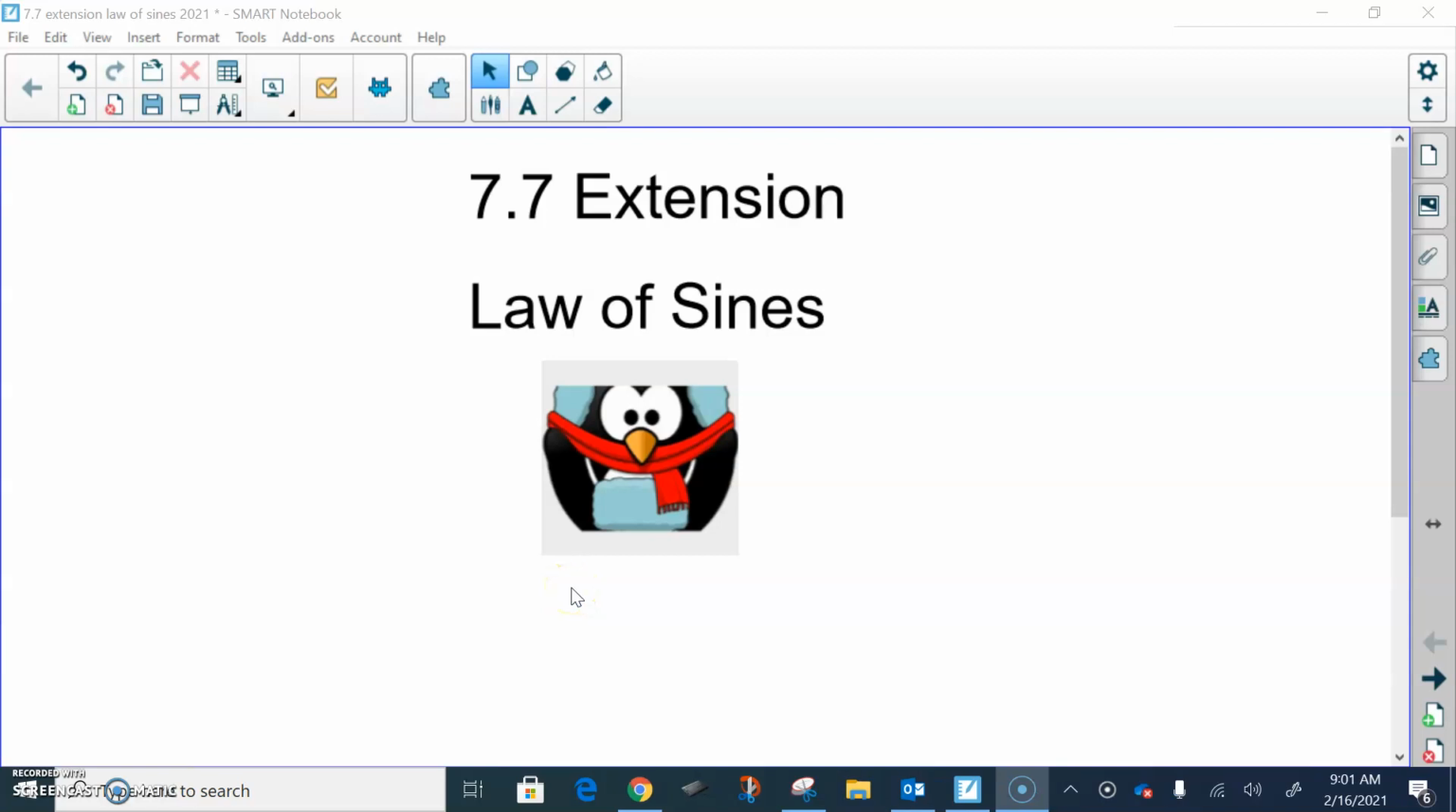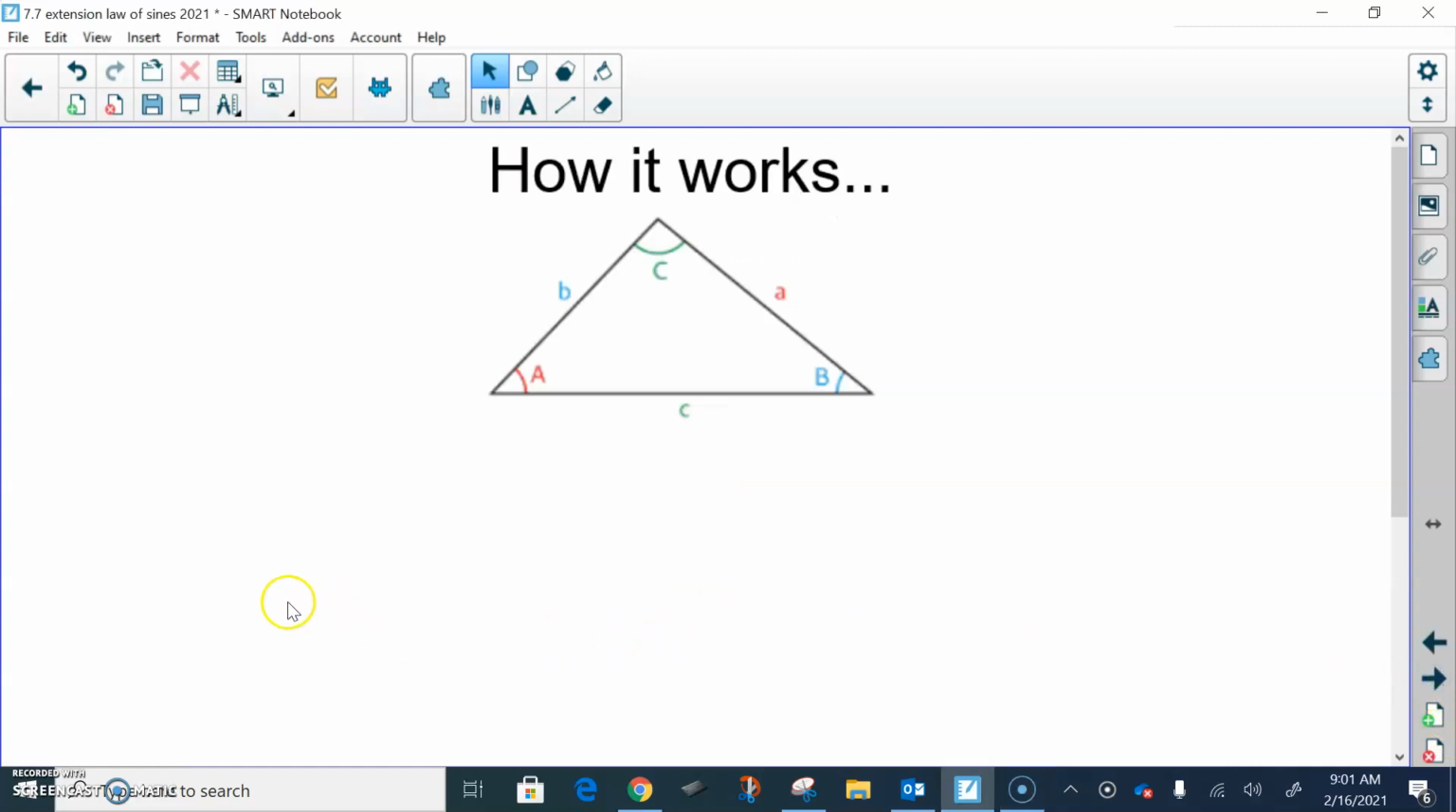This is Honors Geometry, Lesson 7-7 Extension, Law of Sines. So let me show you how it works. We're going to start with a triangle. In this case, it's not a right triangle. We haven't used our trig ratios except in right triangles, but I'm going to show you how you can use it when it's not a right triangle.